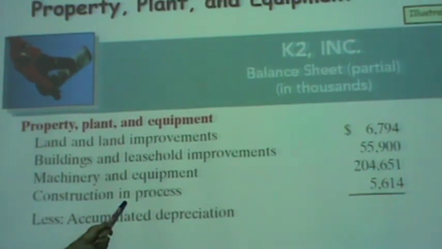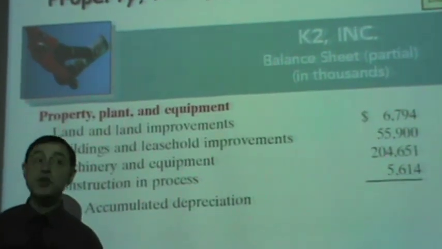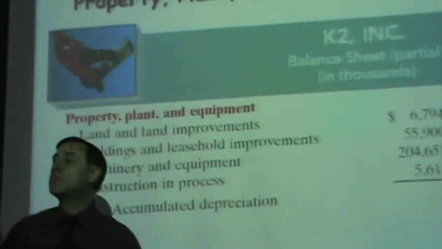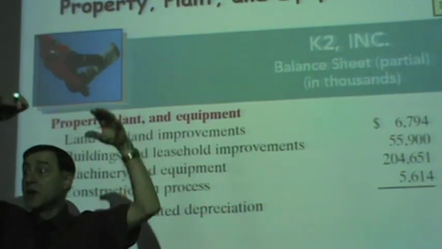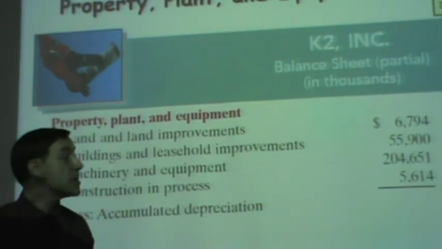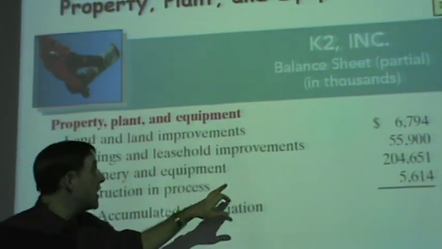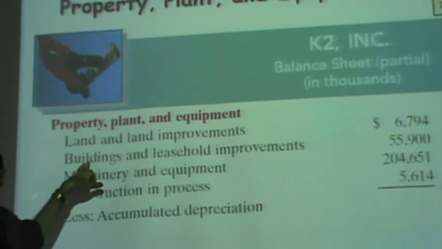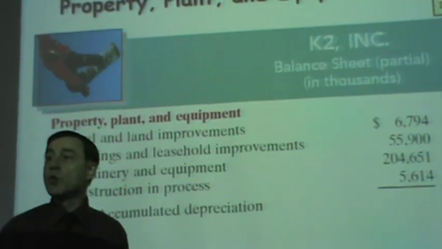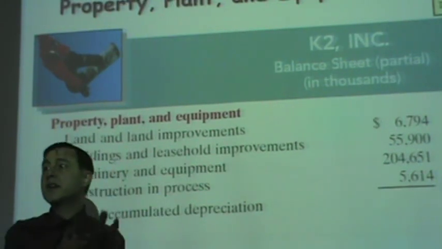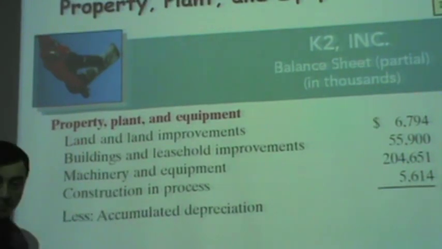And construction in progress. For example, a university will be building a new dorm, and it takes maybe 12 months, maybe 16 or 18 months to build a big dorm for, let's say, 500 students. It will be construction in progress. When it's finished, it will become building. And this is just an example of one company. So what we do here is theory, example, theory, example. Example of property, plant, and equipment.